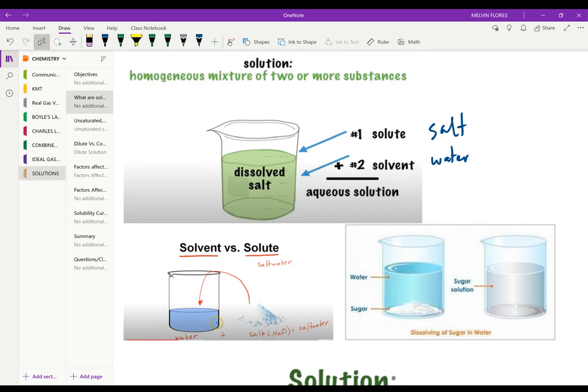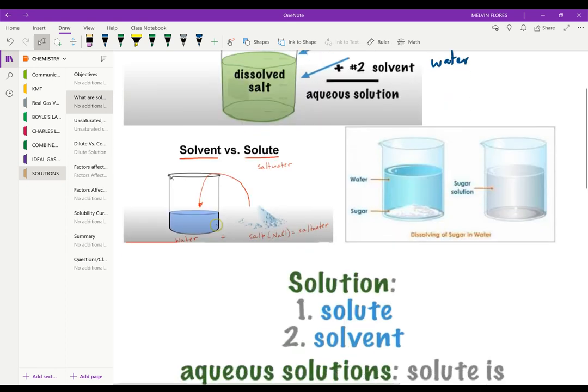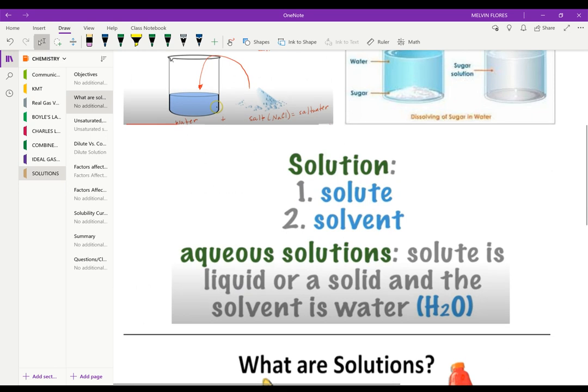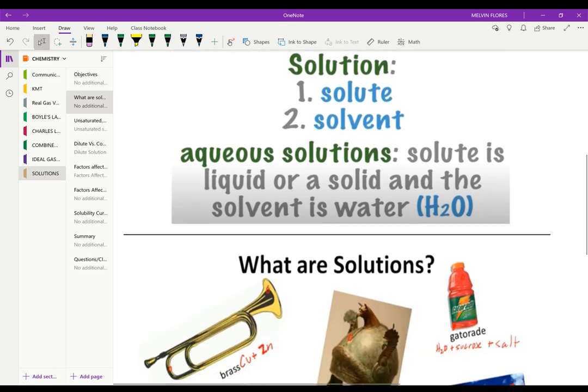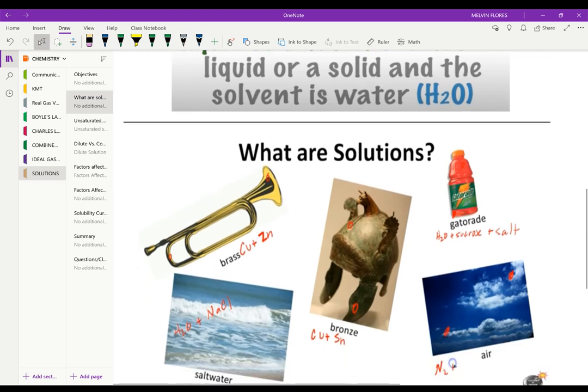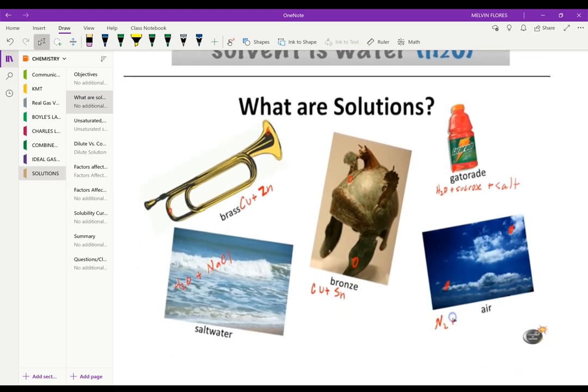When we say a homogeneous mixture, that's only making up one phase of a solution, which means you only see one phase of the substances that are combined. Okay, if the solute is a liquid or a solid and the solvent is water, we call that an aqueous solution. So solutions are not only liquid, they can be solid also.